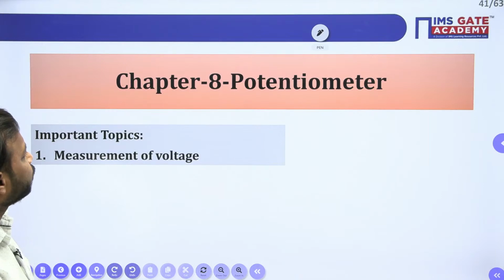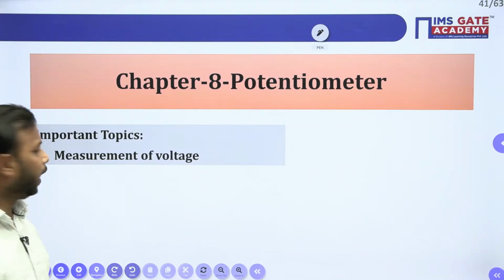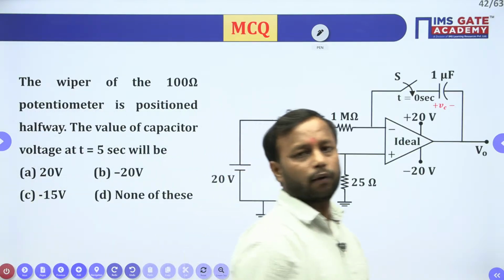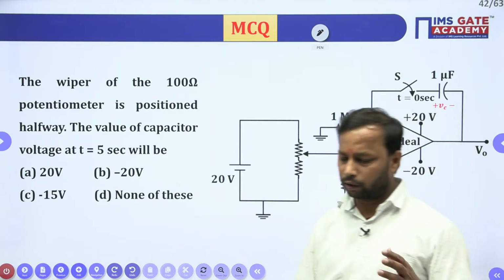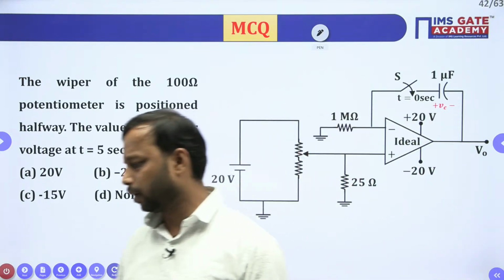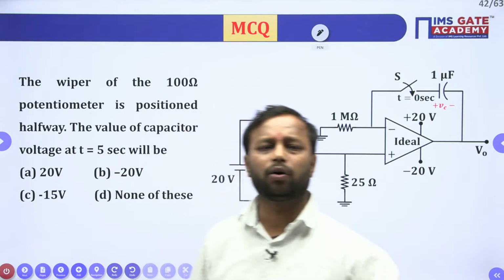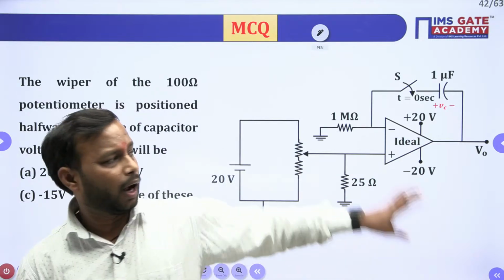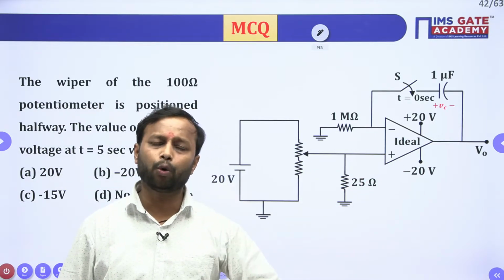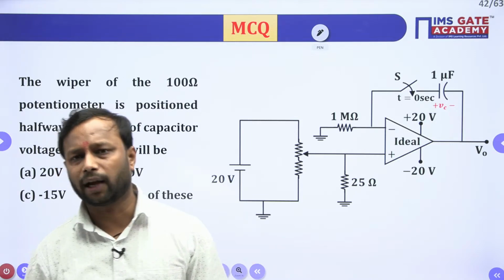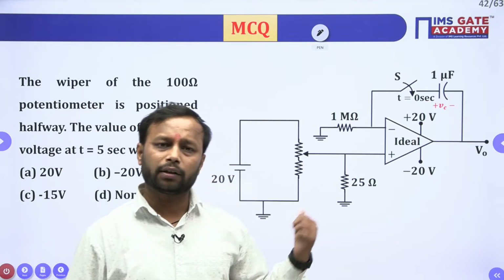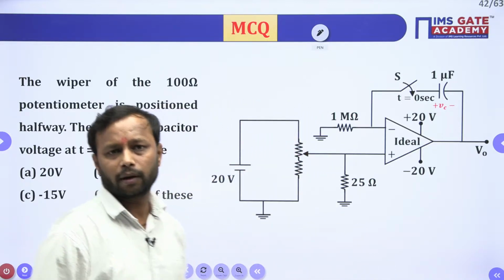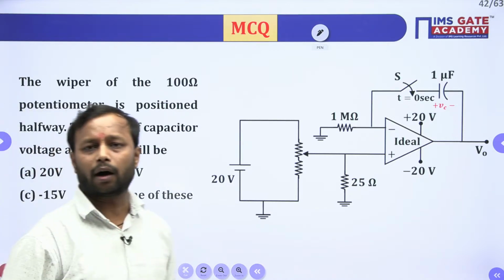And this is potentiometer chapter. This is chapter number 8. And the important topic is measurement of voltage. This is very important for the IN stream. The electrical students have a question once in 5 or 6 years, but those questions are very, very basic. But for the IN students, this potentiometer question can be clubbed with the op-amp, with the transducer, with the optical fiber, like that. Because of that reason, this chapter has become very, very important for the IN branch students.